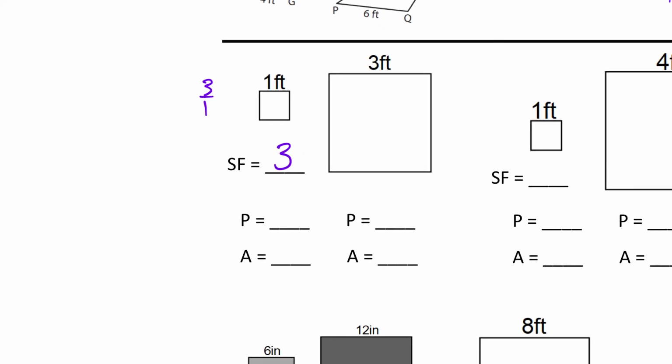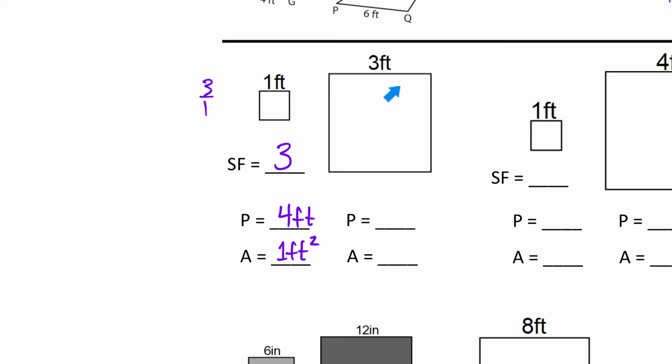Now, let's think about this. What would the perimeter of this square be? 4, because remember, perimeter, you're adding all the outside edges. So it'd be 1 plus 1 plus 1 plus 1. So the perimeter of the smaller one would be 4. What would the area of the small one be? 1, because remember, it's length times width. So 1 times 1 is 1. Okay, actually, I'm going to put units on here so this will work out a little better.